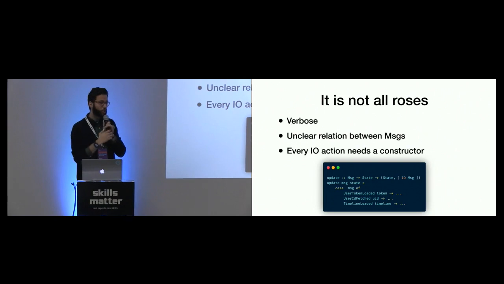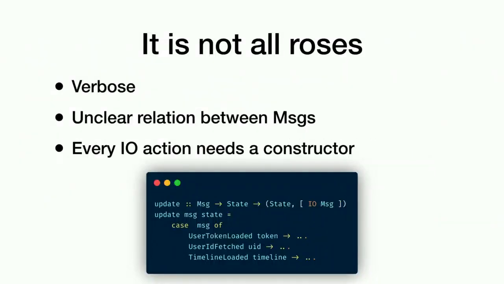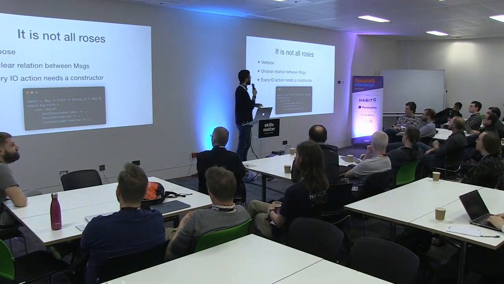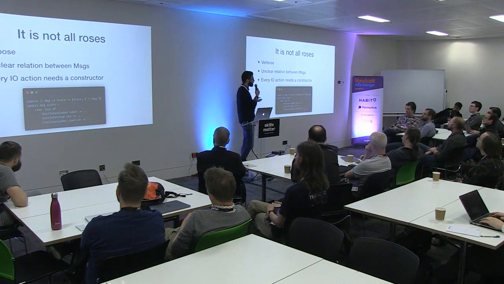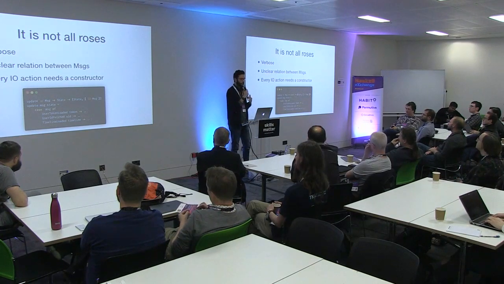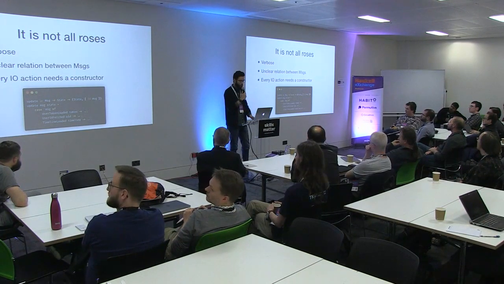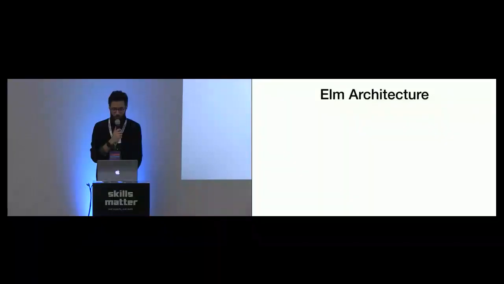And then it's not all roses. It's quite a bit more verbose. Sometimes when you have messages that are related, so you have to do an IO action, change the state, and then do another IO action, change the state again. You have these messages, and it's not clear that they are related. That is a drawback of that. And also, every IO action needs to have a message constructor that handles it. So that's not as nice, but that's it.